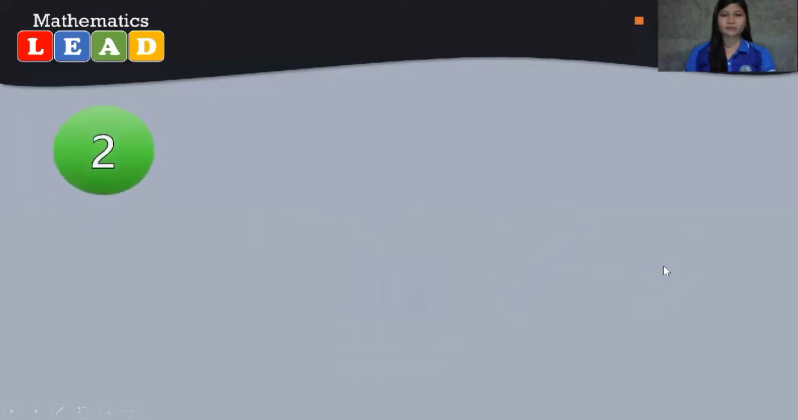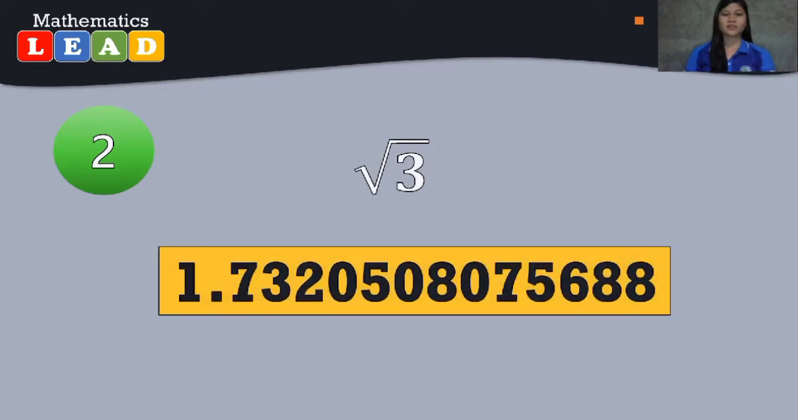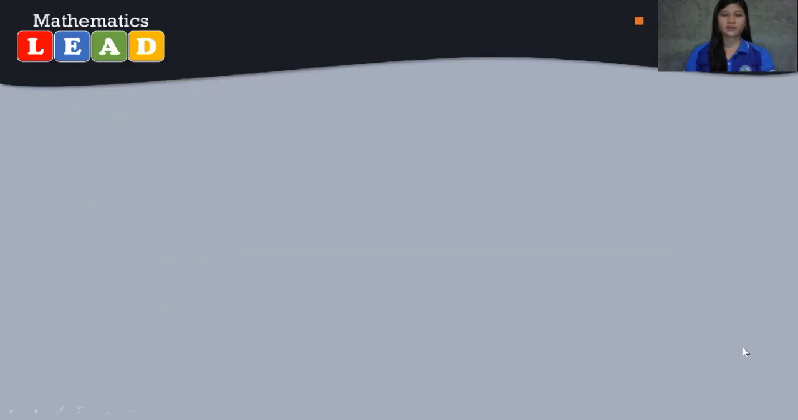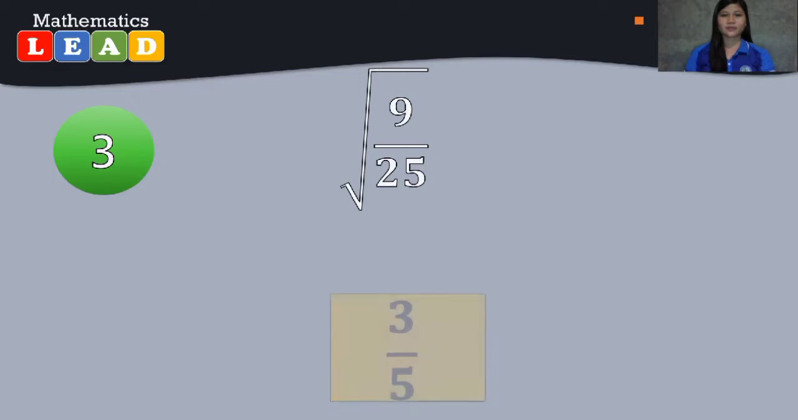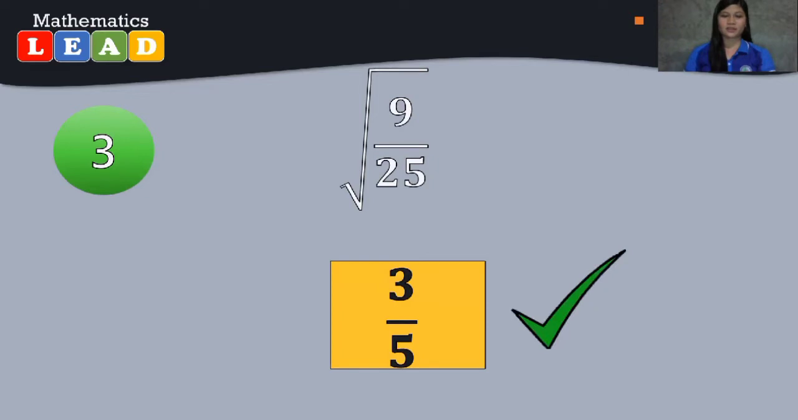For the second item, square root of 3. You will use again your calculator to get the square root of 3. The answer is 1.73205080756688. If that is your answer, that's correct. For item number 3, square root of 9 over 25. Use your calculator to get the square root of it. The answer is 3 over 5. If that is your answer, that is correct.